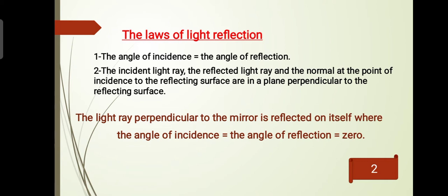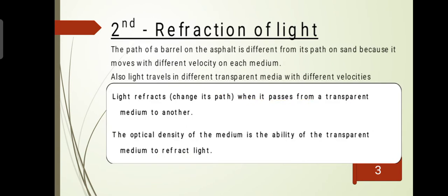Number two, the incident light ray, the reflected light ray, and the normal at the point of incidence to a reflecting surface lie in one plane perpendicular to the reflecting surface. So the light ray perpendicular to the mirror is reflected on itself. Why? Because the angle of incidence equals the angle of reflection equals 0.